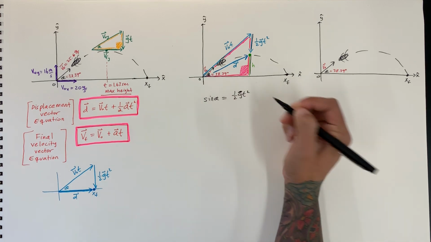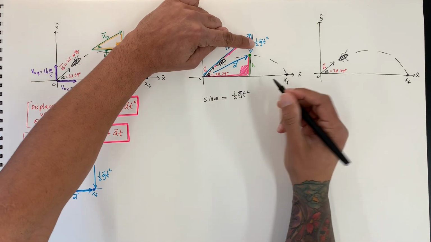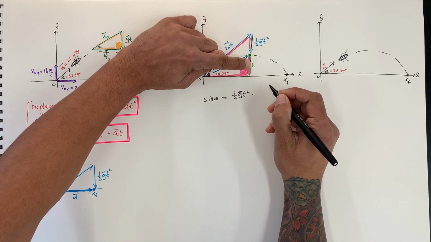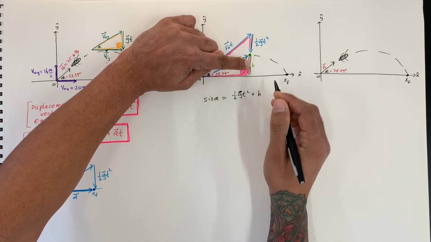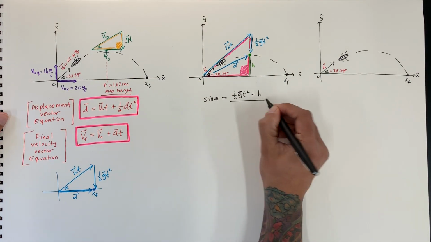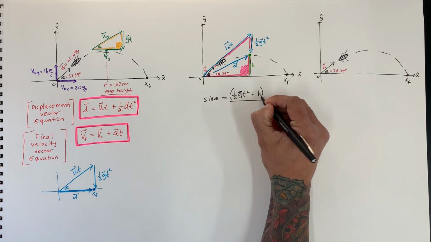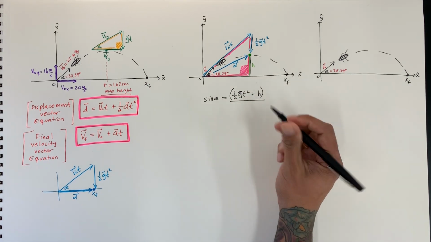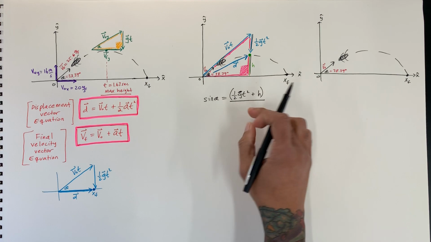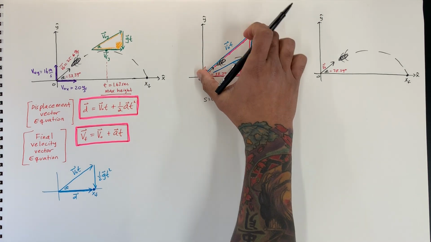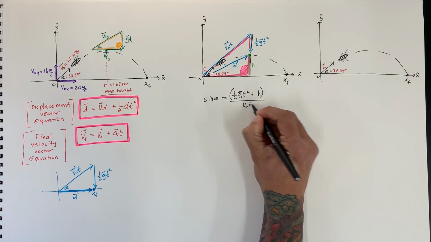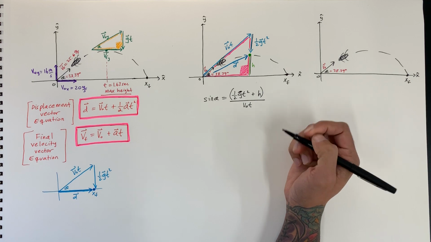Sorry, we don't need to write the vector. So it's this piece here plus this piece here, right? The h, that's our opposite side. That whole thing, you could put it in parentheses, okay? Divided by the hypotenuse, which is v naught t, okay?